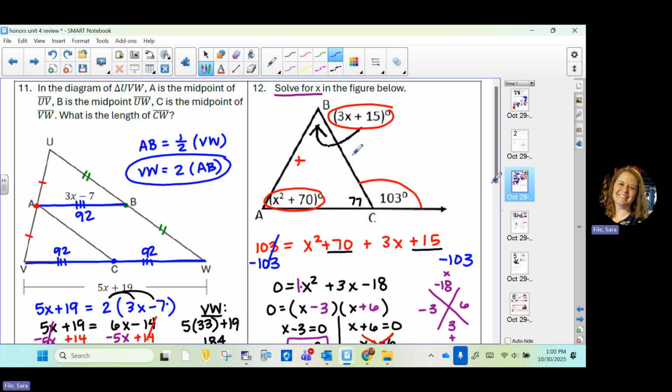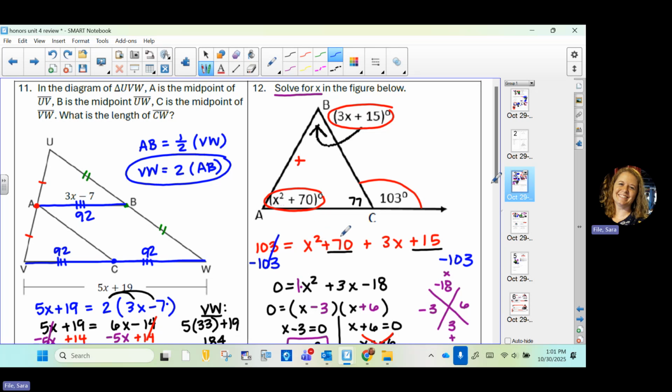Okay, I actually did 12 in another class, but I've got it here. I'll walk you through it. Remember, this 103-degree angle is an exterior angle. The exterior angle theorem for triangles says that the exterior angle is equal to the sum of the opposite two interior angles. So angle A and B added together should equal 103, which is what I wrote here in red.